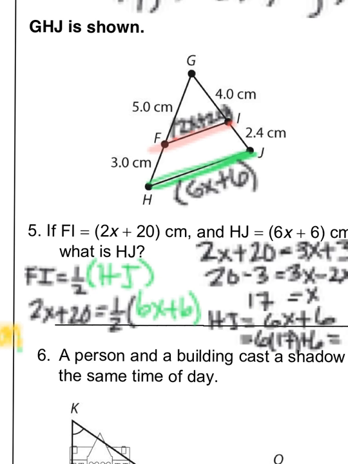So your goal was to find HJ. HJ in the picture is 6x plus 6. So I'm going to write HJ equals 6x plus 6. I know now that x is equal to 17, so I can substitute the 17 in for the x. So 6 times 17 plus 6 is equal to 108.